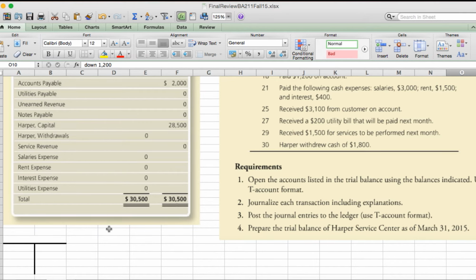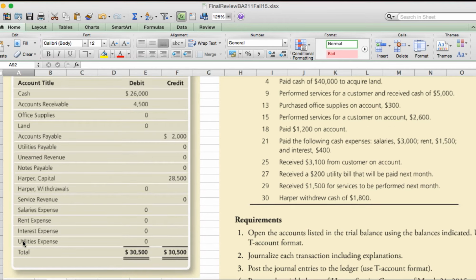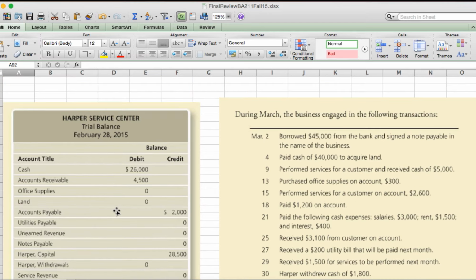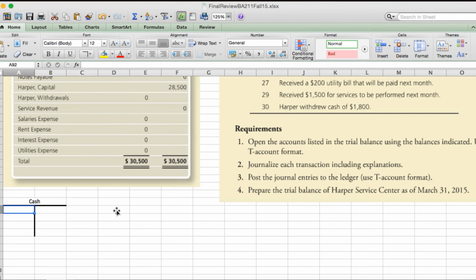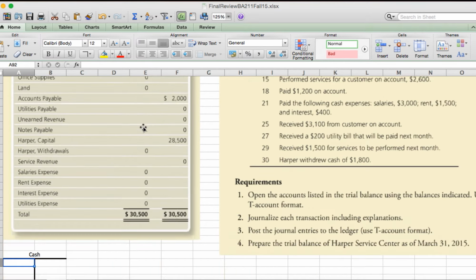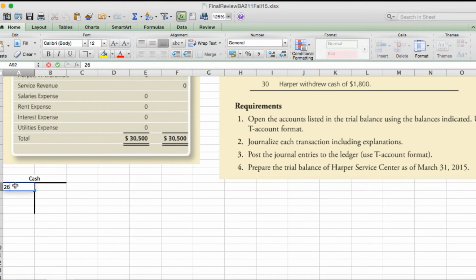Okay, so it's going to take a couple minutes here just to label all these and get them squared away, but we're just going to go one by one through all of the accounts in the trial balance here, and we're going to make sure that we pay attention to the debit side versus the credit side, and whatever the balance is there, that's the balance that we're going to put into the T-chart. So cash was $26,000. Let me just make some more T-charts.